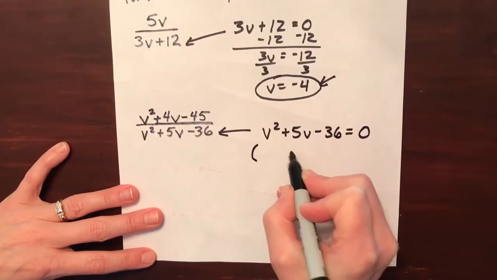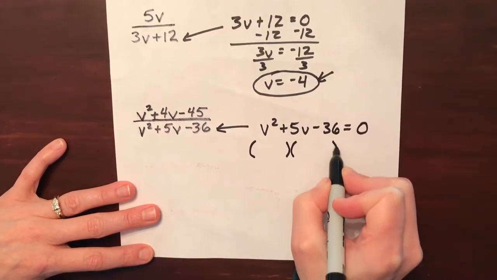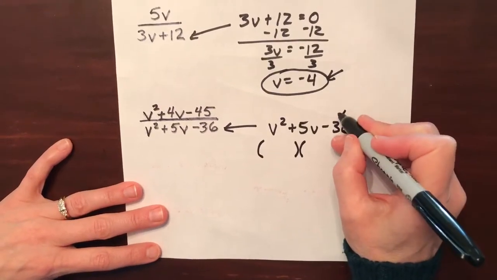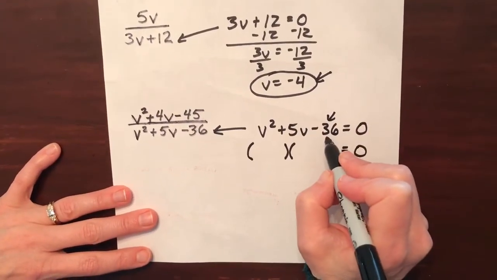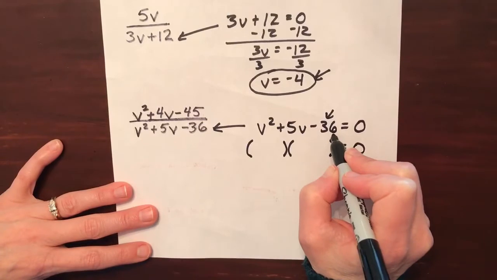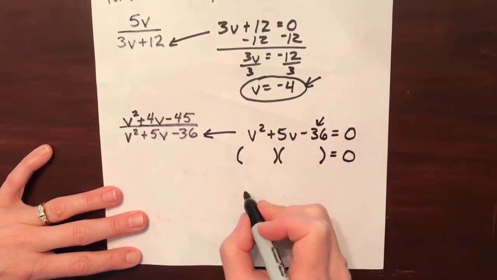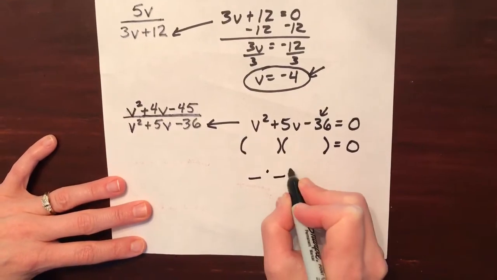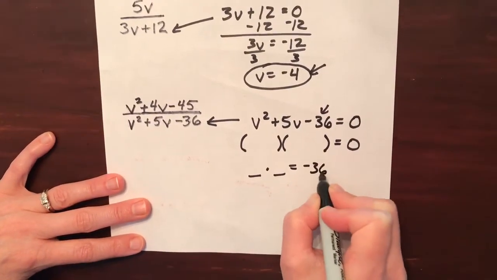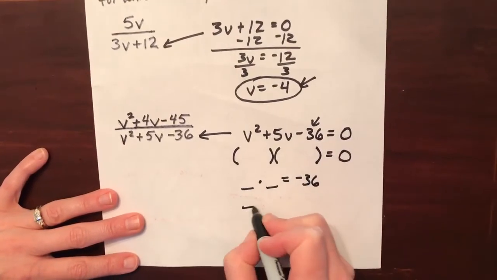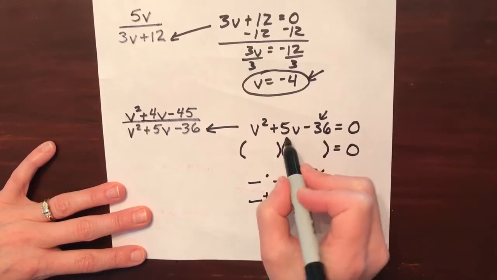And so I'm looking for two sets of parentheses that when I multiply them together, the two numbers give me negative 36, and the two numbers add up to 5. Okay, so let's think about that. Something times something equals negative 36. So I know that I need a positive and a negative, and those same two numbers added together will equal 5.